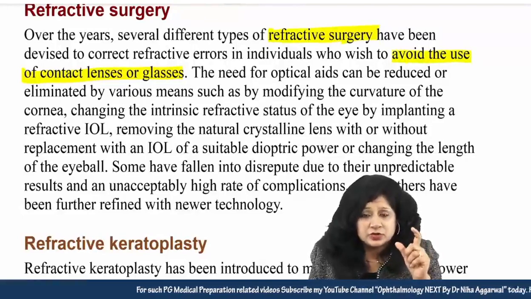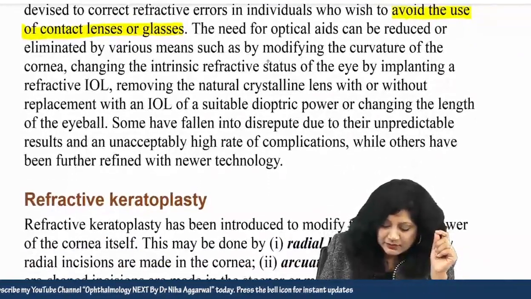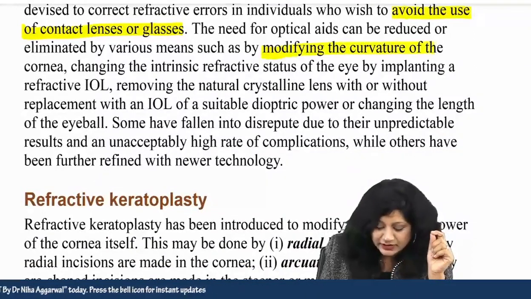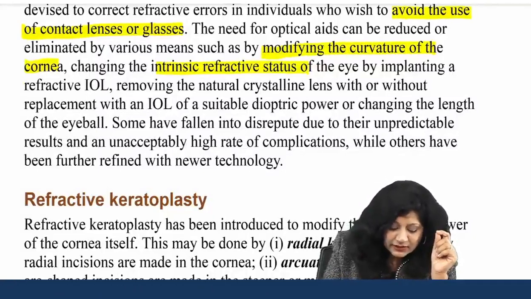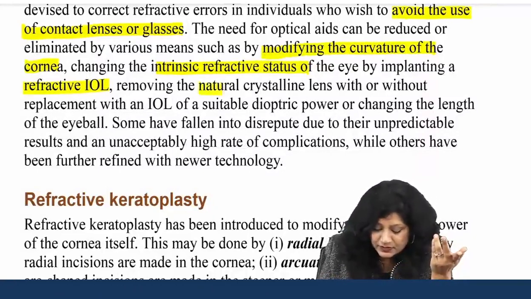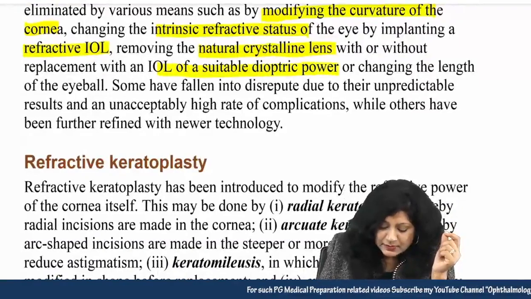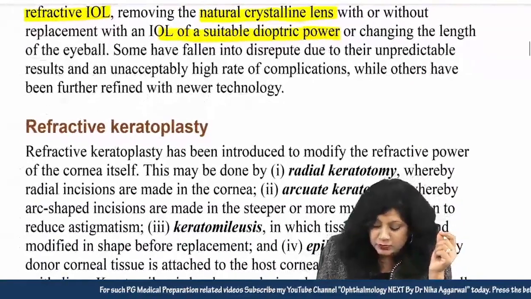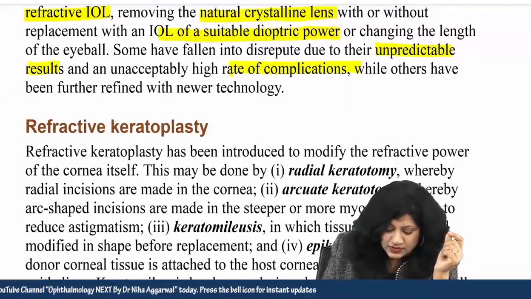The need for optical aids can be reduced or eliminated by various means. By modifying the curvature of the cornea, we can change the intrinsic refractive status; we can give refractive IOLs; we can do the phakic extraction, removing the natural crystalline lens, and then replace it with an IOL of suitable power. Some have fallen into disrepute due to unpredictable results and a high rate of complications. Others are used because of newer technology.